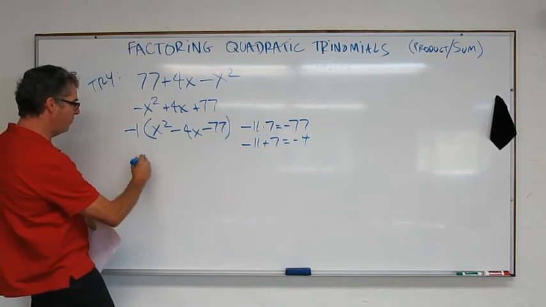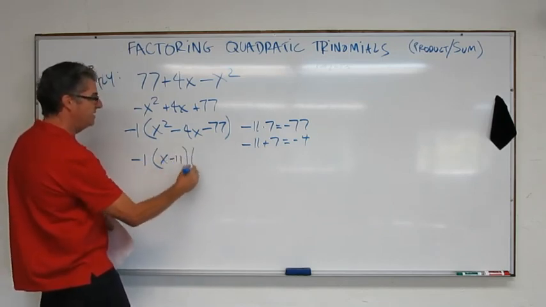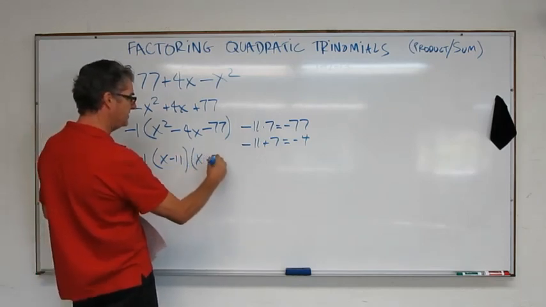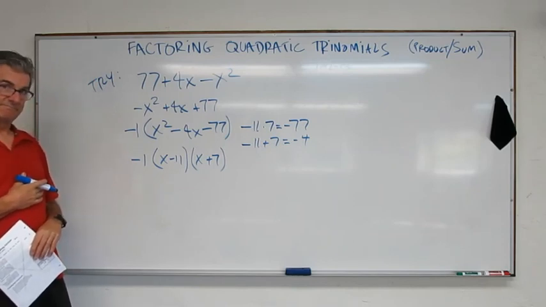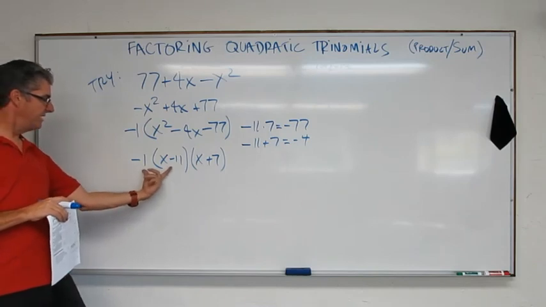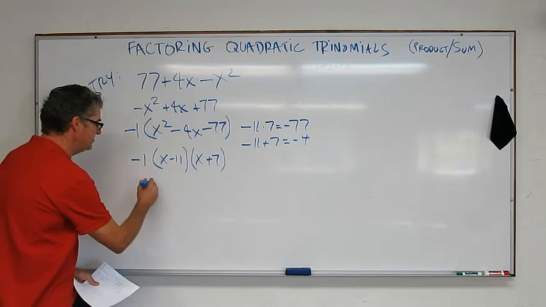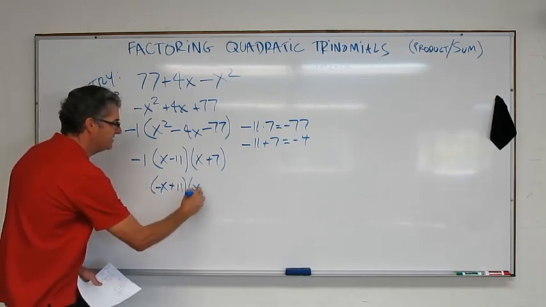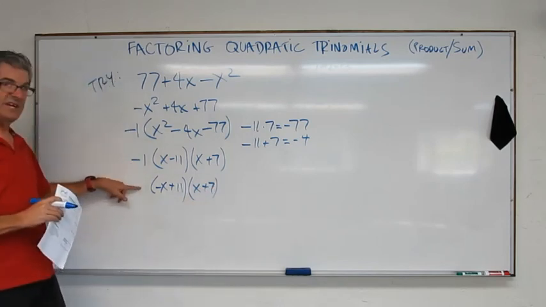So then we have negative 1 times x minus 11 times x plus 7. Okay? What do you think about that? Sweet. Now we could do something else here. Now we could distribute this negative 1 on this first term, and we could change this to negative x plus 11 times x plus 7. But I would take either one of these as a correct answer.